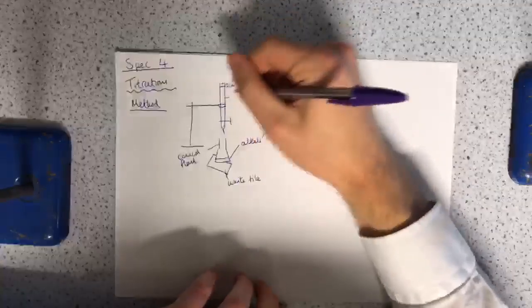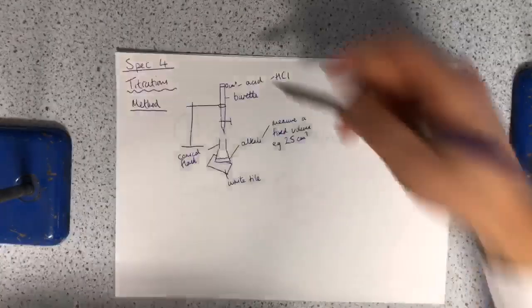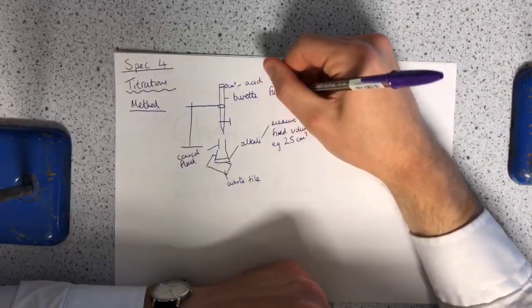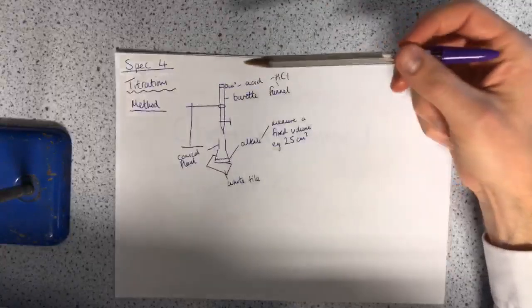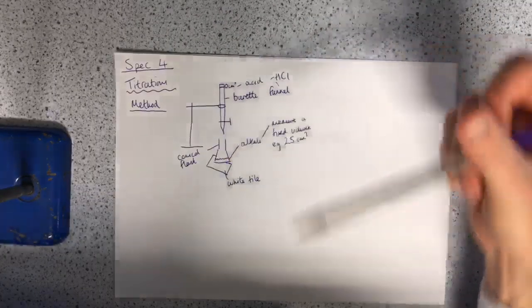So here is your burette. Now, to load your burette with hydrochloric acid, you'd use a funnel. So you'd need a funnel to get that into there accurately and get it up to 0. That needs to be shut. Then you put your alkali in here with some indicator.